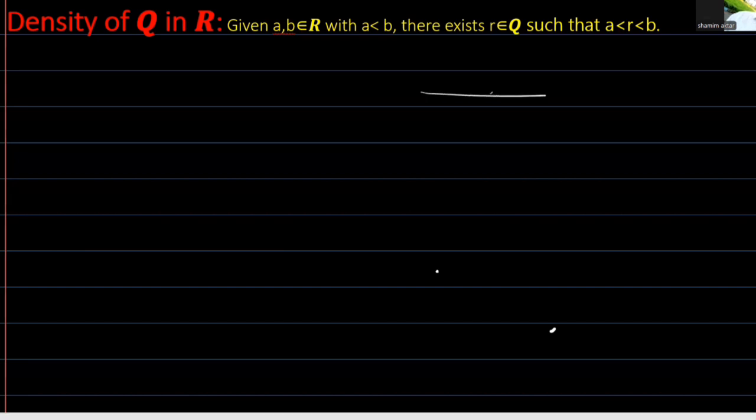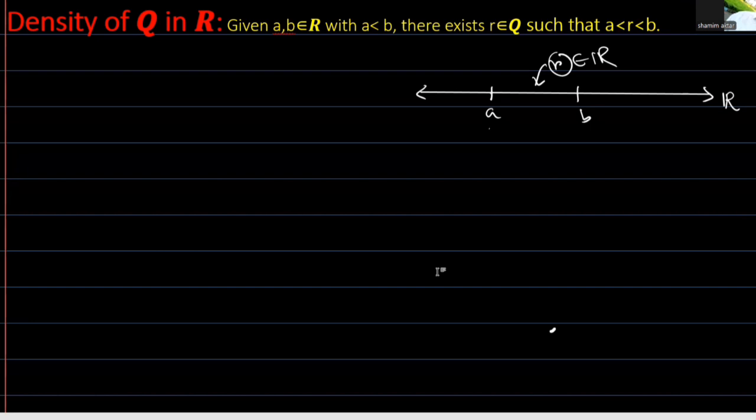That means this is the real line. So for any two distinct real numbers, suppose A and B, there exists a rational number between them. This property is called density of rationals in real numbers. So how to prove this property? Let's start the proof.